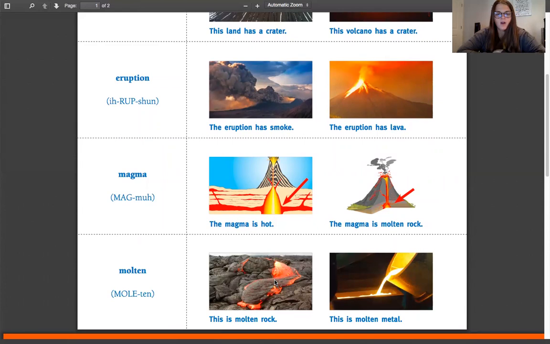The last word is molten. This is a molten rock. This is molten metal. So molten is an adjective and it's an object that can be reduced to liquid by heat, right? So if you look here, this rock was a rock and then it got heated and it created molten. This metal was just metal and then it got heated and created molten metal.